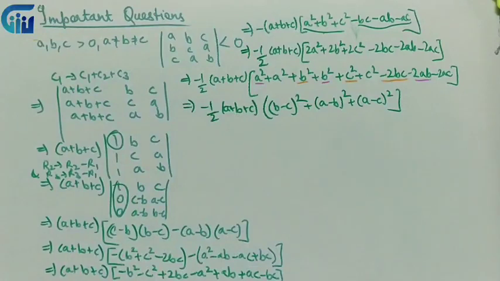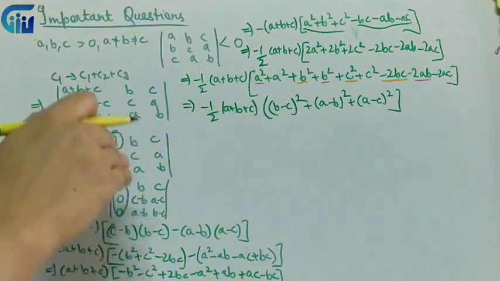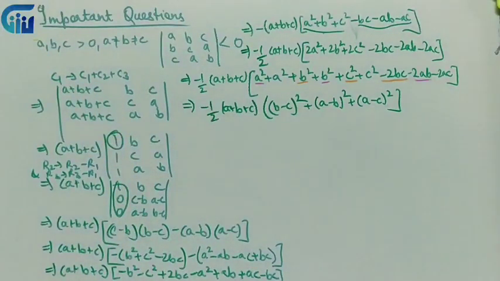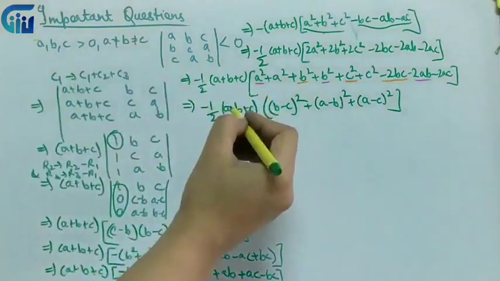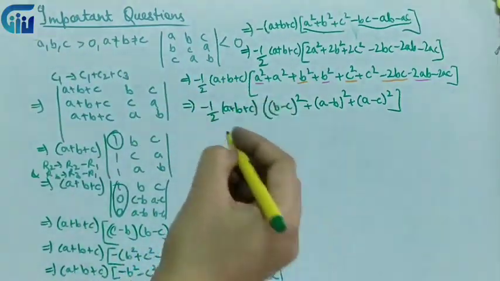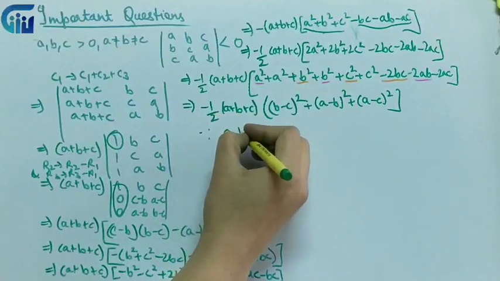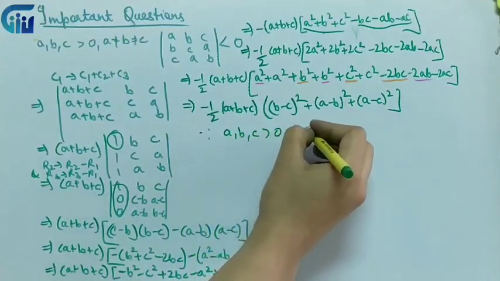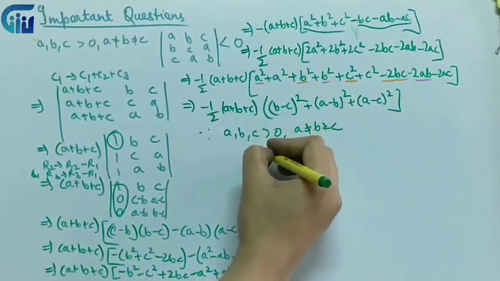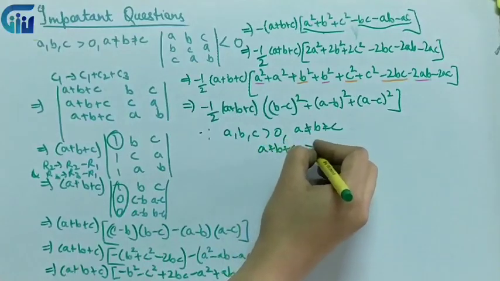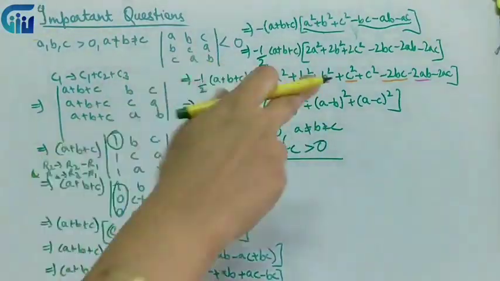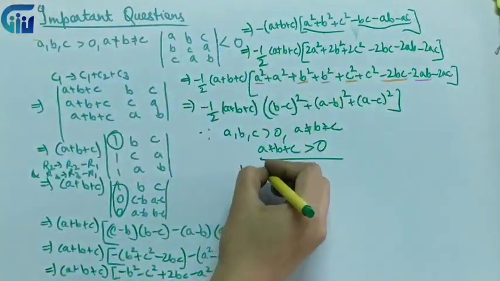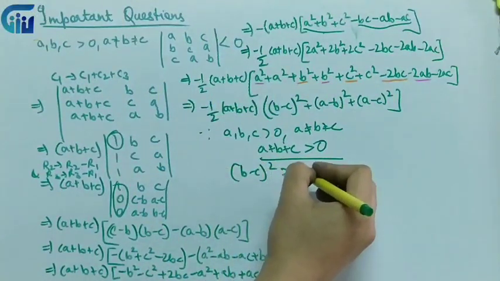What we were working on, we were trying to prove that the value of the determinant is negative. Now we have got the solution. How? Let's see. Since a, b, c are all positive and they are different from each other, so definitely a plus b plus c will be greater than 0. Now for this particular thing, b minus c whole square will be greater than 0.